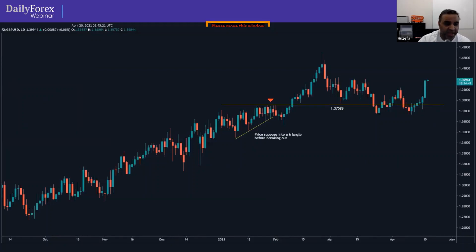Now going on to the pound dollar. The pound dollar has been in an uptrend for a long while. The price is squeezing around this 1.3758, 1.3759 level.